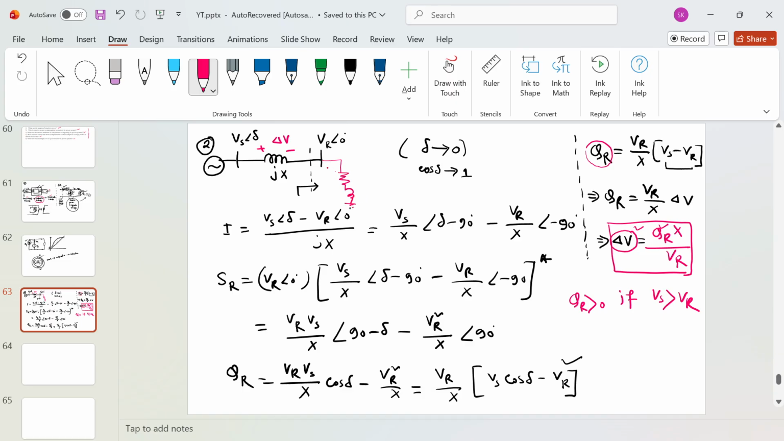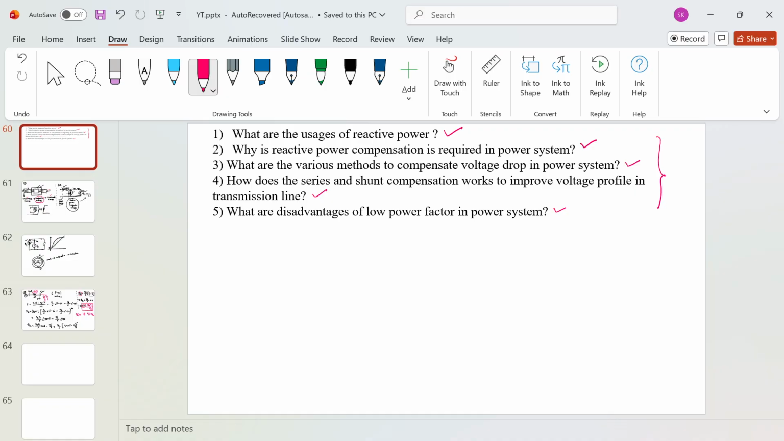So we must have some device that can supply reactive power locally, some kind of compensating device that will supply the reactive power locally. We need not deliver the reactive power from the source end, or else this drop will increase so high. So we have to avoid that scenario. Reactive power and voltage drop are tightly coupled. And the question was, why is reactive power compensation required?